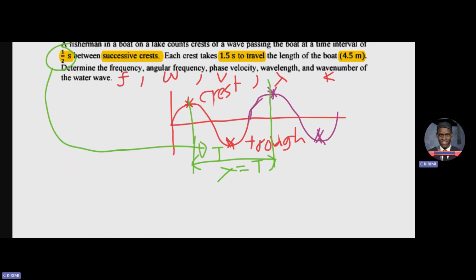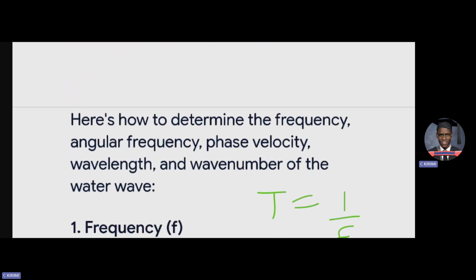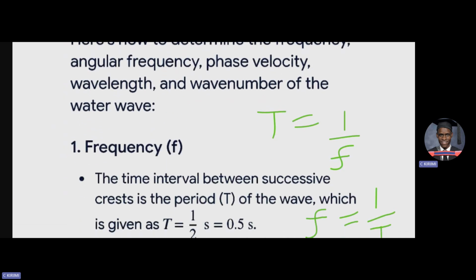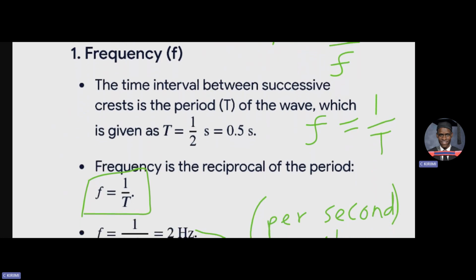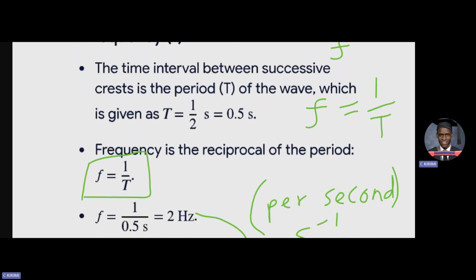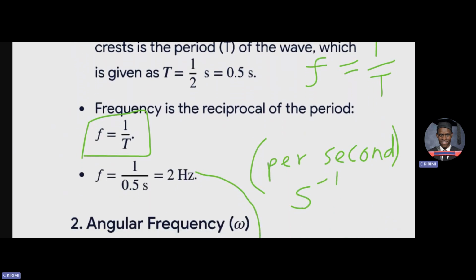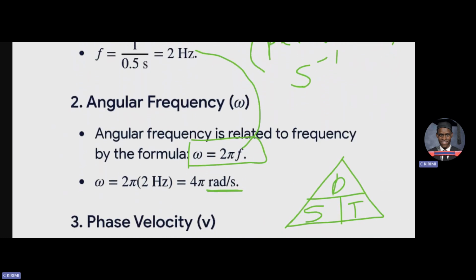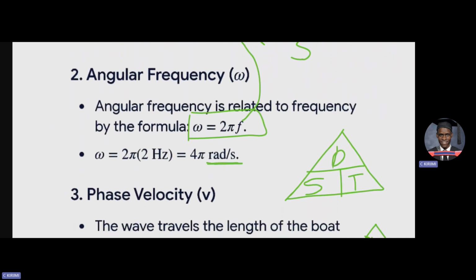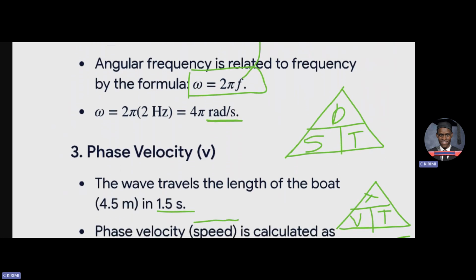So these are the basics. Very easy to understand. Nothing is difficult. Frequency is 1 over period, 1 over t. You substitute 1 over t. Another unit for hertz is per second. When you want the angular frequency, it's just 2 pi f. You substitute the value of f, which was 2 hertz. Then your units are in radians per second.